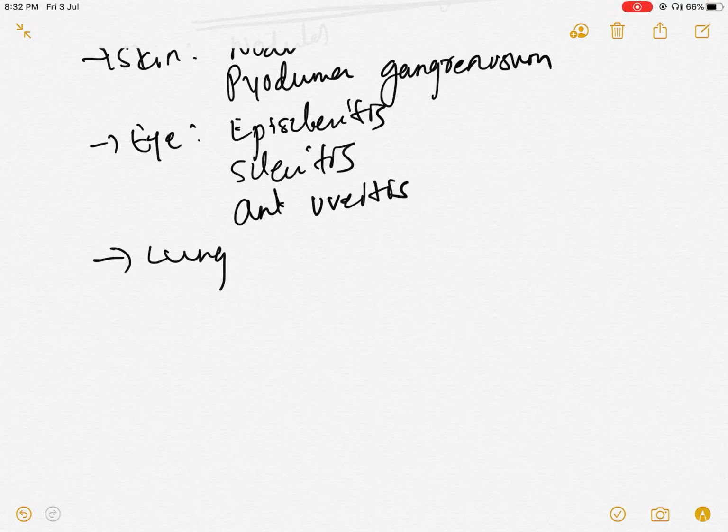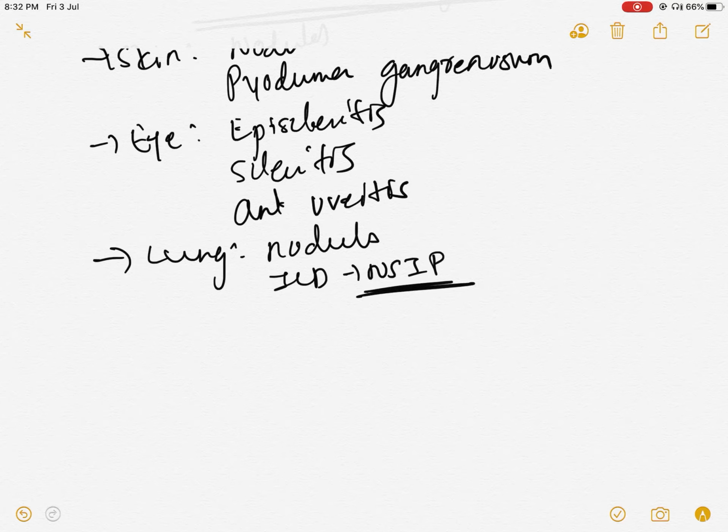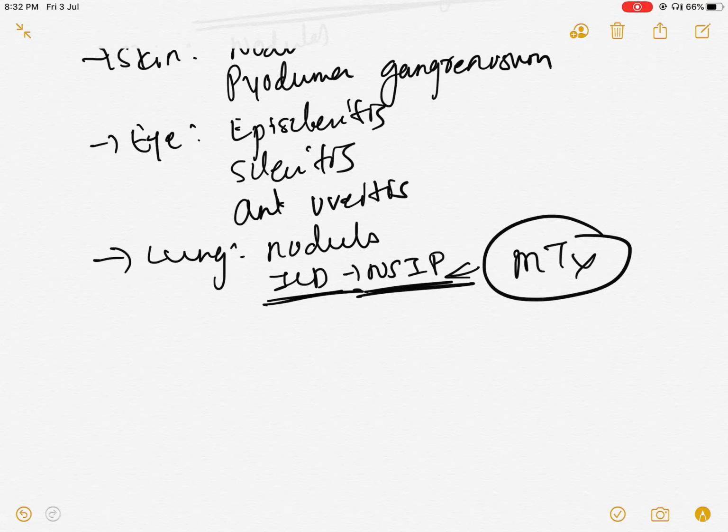Then in the lungs, it can cause nodules. It can cause ILD, that is non-specific interstitial pneumonia. However, rheumatoid arthritis per se causing ILD is less common. However, treatment of rheumatoid arthritis, that is methotrexate, causing non-specific interstitial pneumonia is more common. The next feature is that it can also cause pleurisy in the lung and pleural effusion.